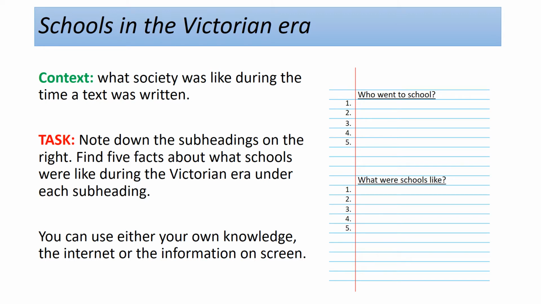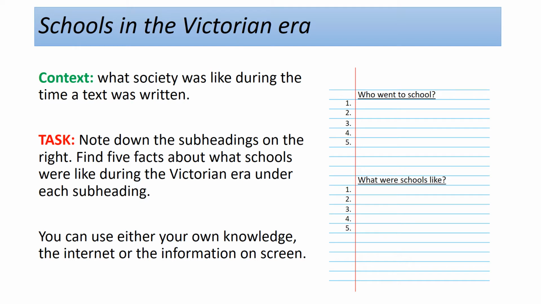So once you've noted down those 2 subheadings and left your space to write down your 5 facts, I'm going to put some information up on the screen that you can either read yourself and note down facts from, or you might already have some of your own knowledge where you can begin to write down those facts already, or you might even want to use the internet to do some additional research. But you need to be able to explain who went to school during the Victorian times and what their schools were like. So once you've got those 2 subheadings, I'm going to give you some information.